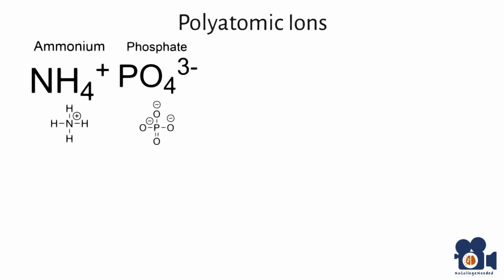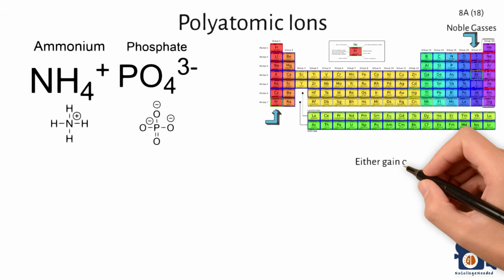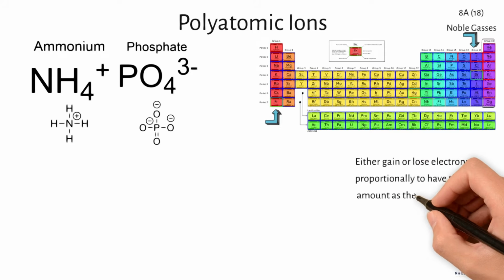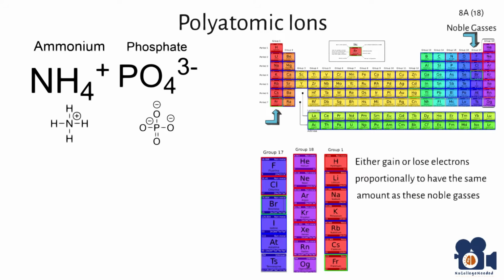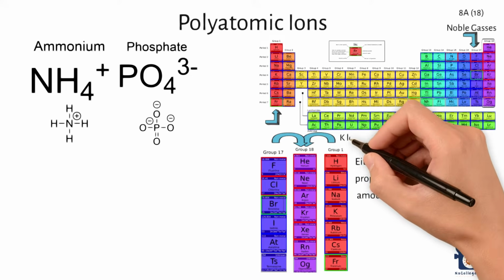Fortunately for chemists, we can look to the periodic table to predict ionic charges of the many atoms. The elements of group 8A are called noble gases and are called this because they tend not to react with other elements due to their stability, which comes from the number of electrons they have in their outer shell. Elements close to this column will either gain or lose electrons proportionately to have the same amount as these noble gases. For example, the previous example of potassium and bromine in the periodic table, we can see that both are 1 electron away from the column.